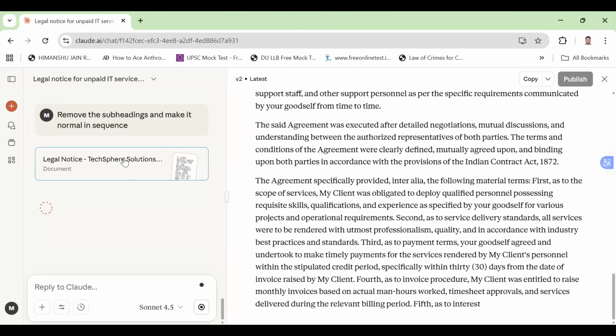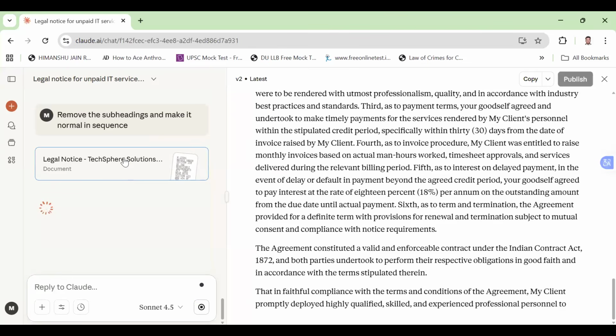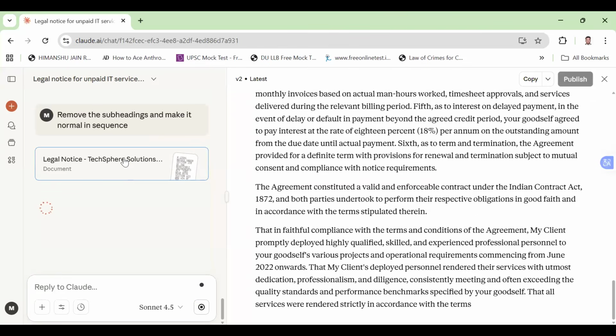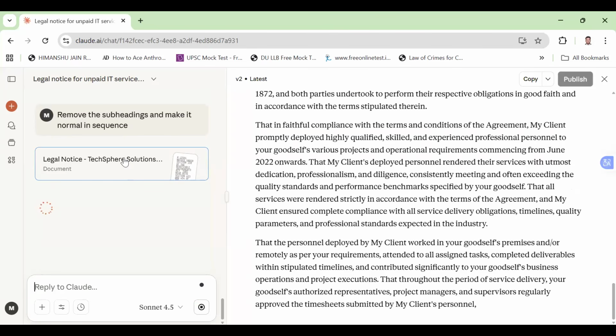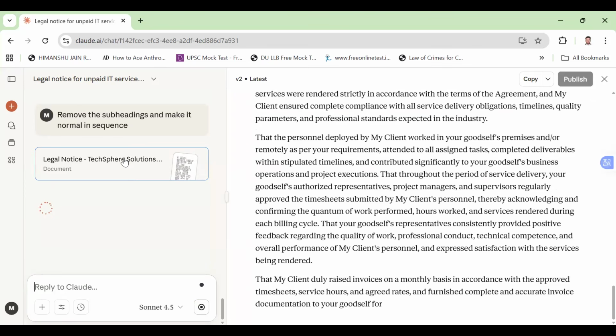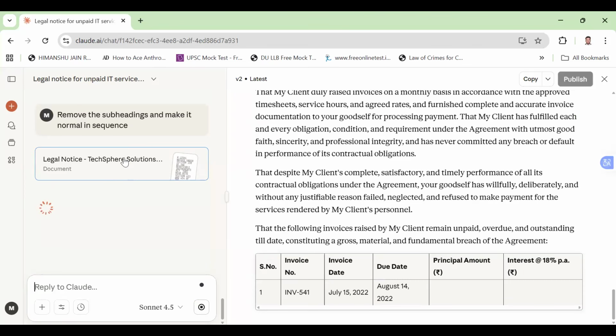If you see, I have given the prompt to the AI to remove the subheadings. As you have already seen that I gave the prompt earlier, where the AI generated subheadings, like background and these things.